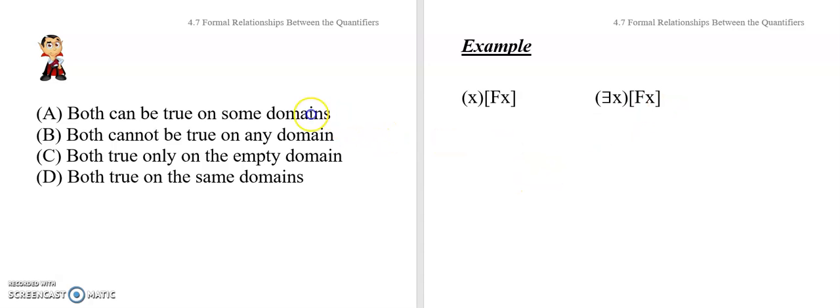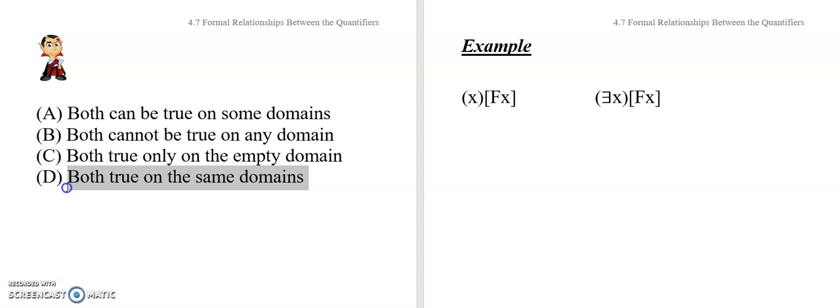Okay, so both can be true on the same domain. Suppose f of x is the property constant for being red. Now both can be true on some domain. Imagine a domain with 3 red balls and nothing else. It's true that everything is red, and it's also true that at least one thing is red on that domain. So both can be true on some domains. There are all kinds of domains we can define that way. So B doesn't apply, and this clearly doesn't apply either.